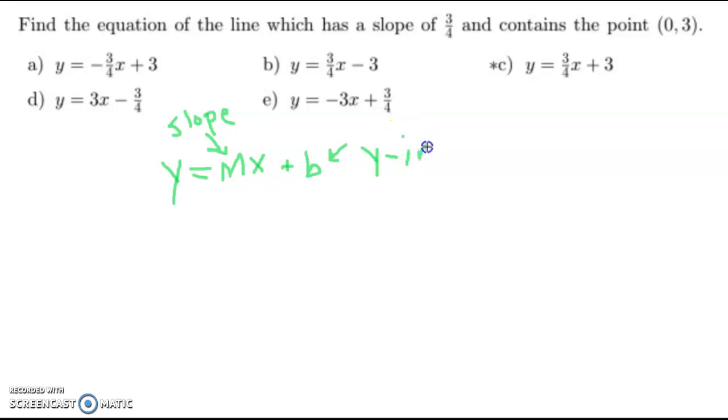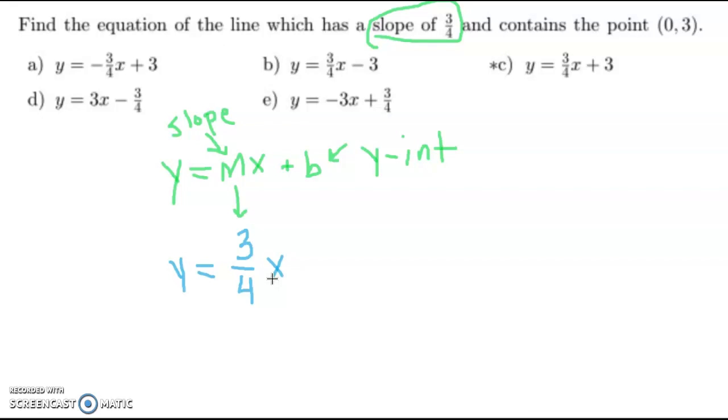Okay, so here's the deal. We already know what the slope is because in this problem it says it has a slope of 3/4. So instead of an m, the value I'm going to put in place of it will be 3/4. So right now my equation should look like this to start: y equals 3/4 x. So far, so good.